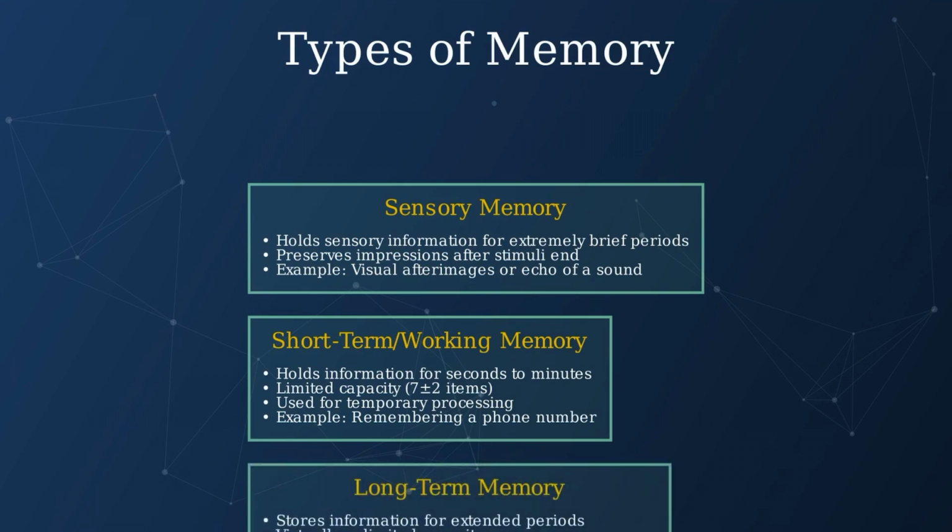Long-term memory stores information for extended periods, potentially a lifetime. It has virtually unlimited capacity and encompasses both conscious, explicit memories and unconscious, implicit memories.